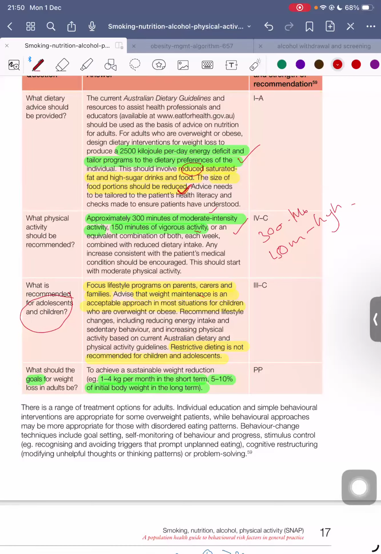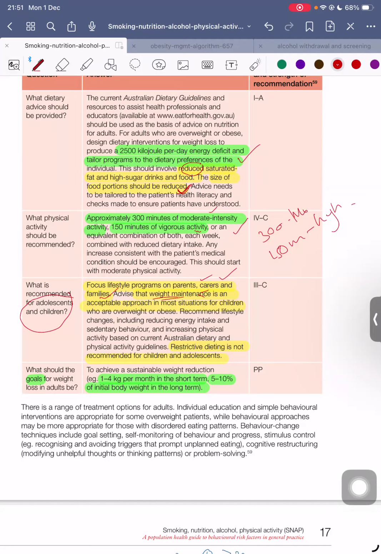Okay, if the patient is a child and has child obesity, we have to focus a lifestyle program on parents, carers, and families, because we have to advise them, right? The children are smaller and they have no idea how to control it. It is an acceptable approach in most situations for children who are overweight and obese. Okay, this is the advice for weight maintenance.